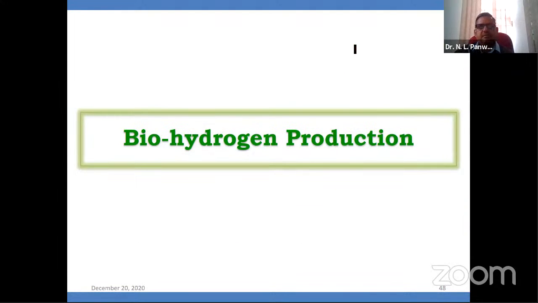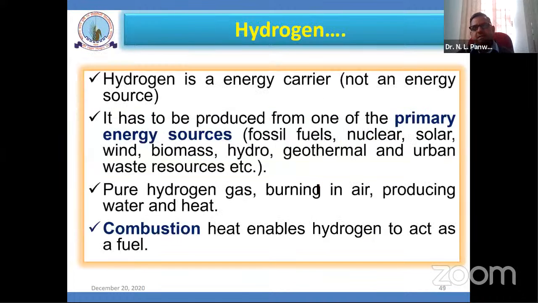And now biohydrogen production through crop residue. Biohydrogen is an energy carrier. It is not a source of energy. It is an energy carrier from one of the primary energy sources, that is fossil fuel, nuclear, solar, biomass, geothermal, or urban waste sources, etc. When you burn pure hydrogen, it produces only water and heat. And in a combustion heat engine, hydrogen acts as a fuel. So hydrogen is an energy carrier because it is produced from a primary source of energy.